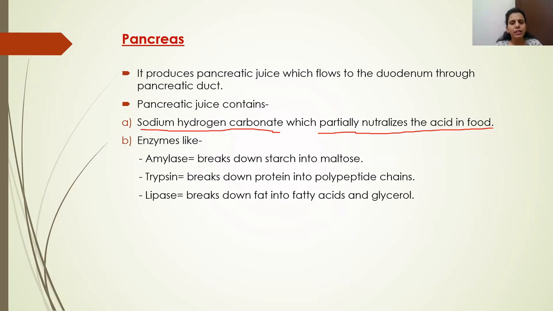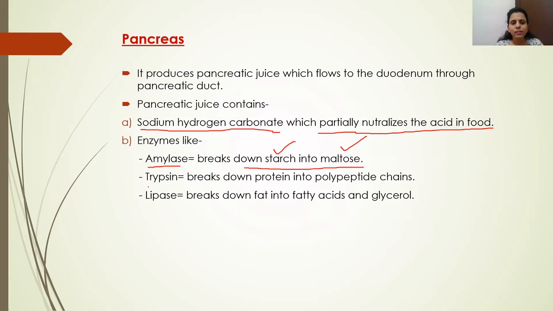And second, the pancreatic juice also contains three types of enzymes. First one is amylase. What this amylase does is the same thing which is done by salivary amylase: it breaks down starch into maltose. Remember, starch is a polysaccharide and maltose is a disaccharide.